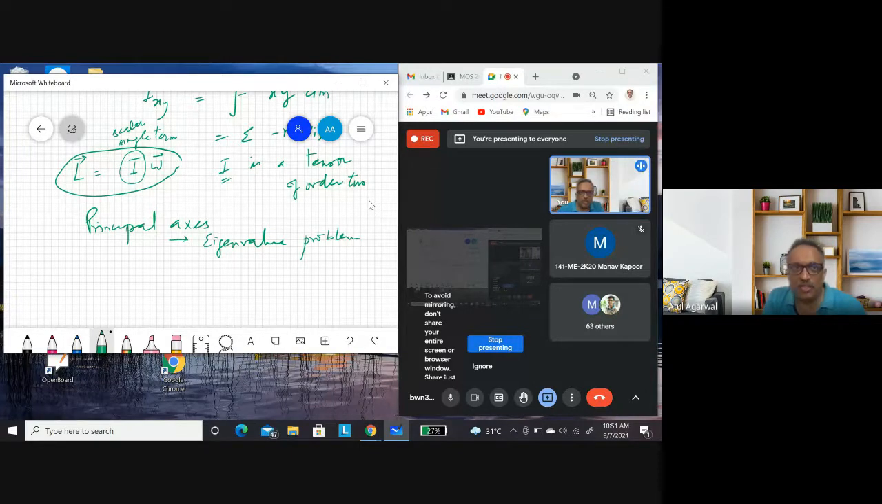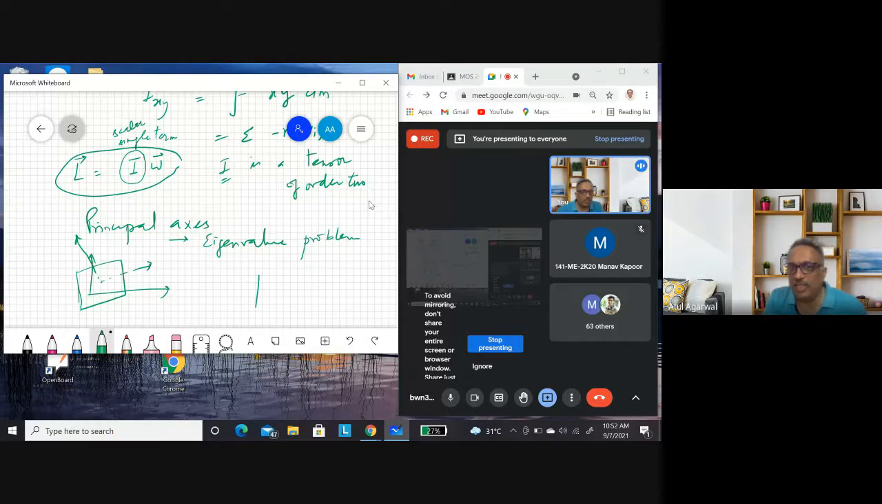So if you take a coordinate system aligned along the eigenaxis, suppose you have this body. So you have one coordinate system like this. One you take aligned along the eigenaxis. So then you will not have any product moments of inertia.